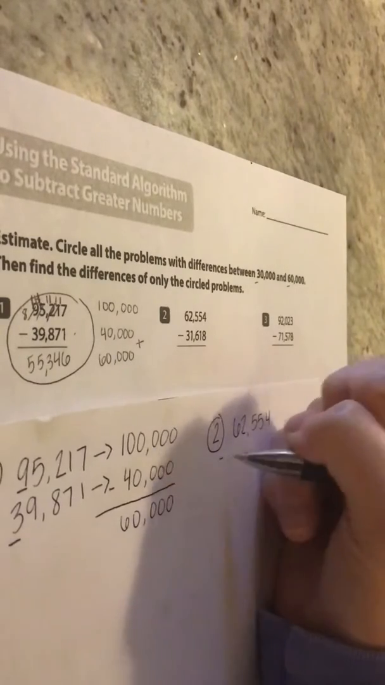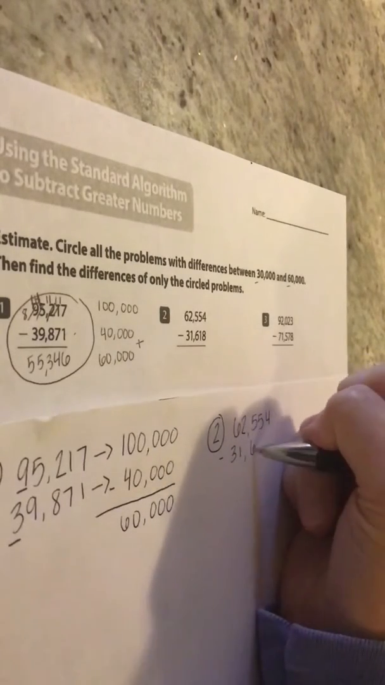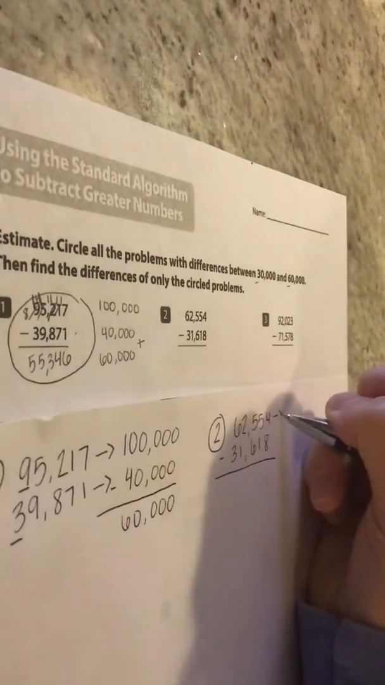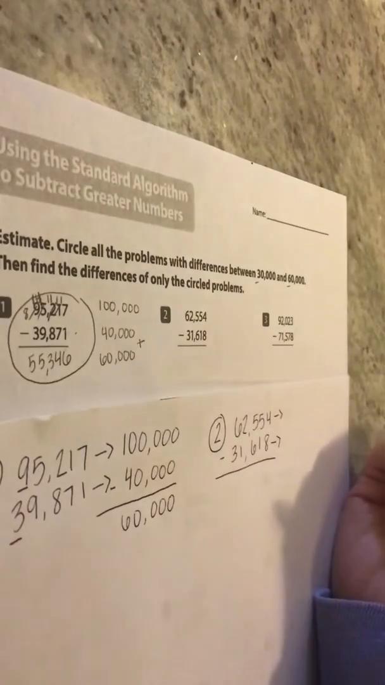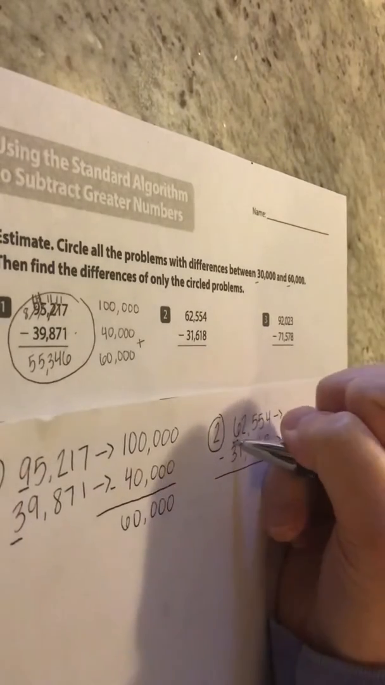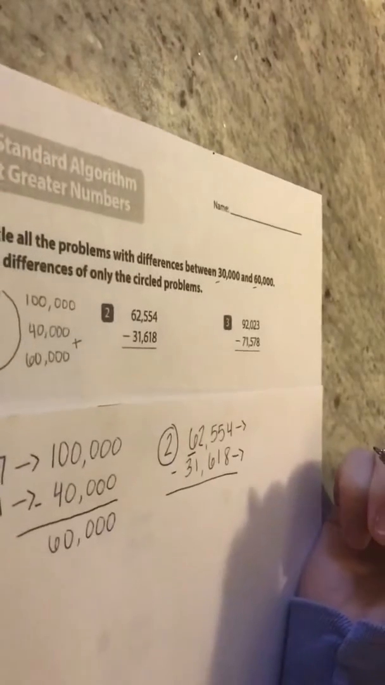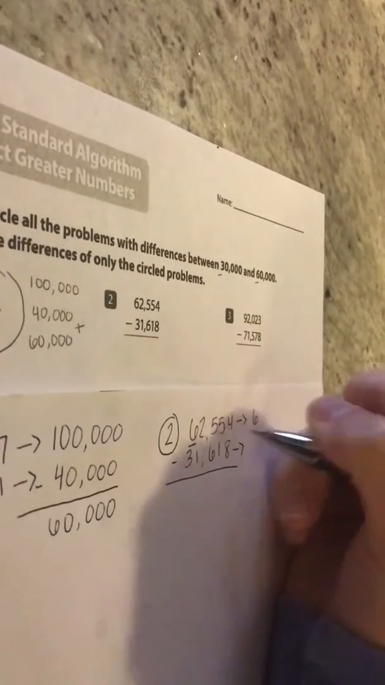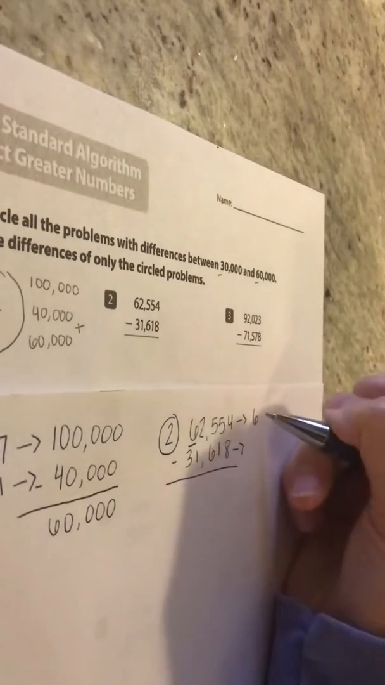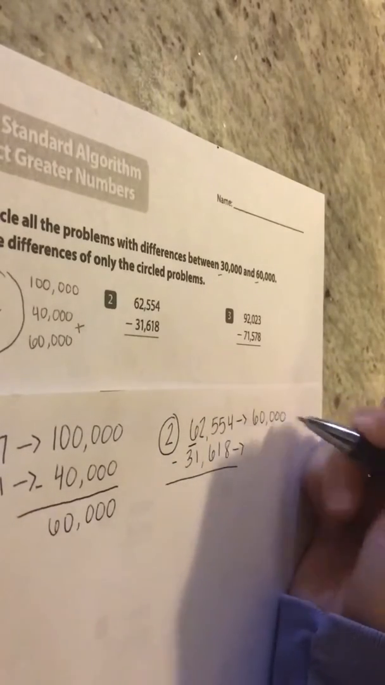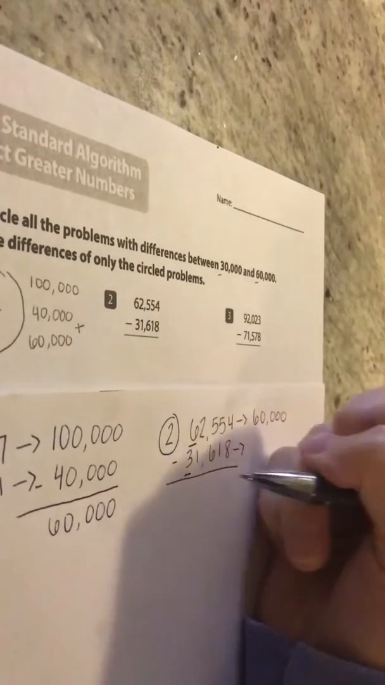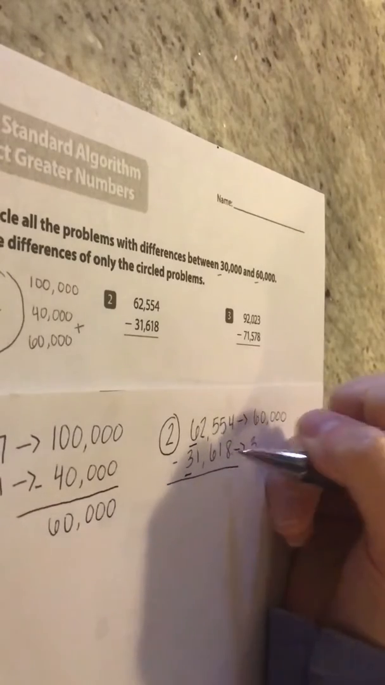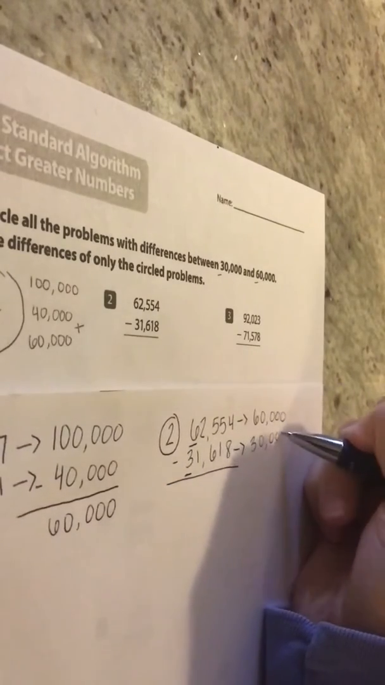62,554 minus 31,618. All right, and I'm going to round these again because I have to estimate. So underline the digit in the 10,000ths place, which is a 6. The 2 tells me to keep it the same. So it will be 6 and then 1, 2, 3, 4 zeros. All right, I'm going to underline the 3 and the 1 tells me to keep it the same. So 1, 2, 3, 4 zeros behind my 3.